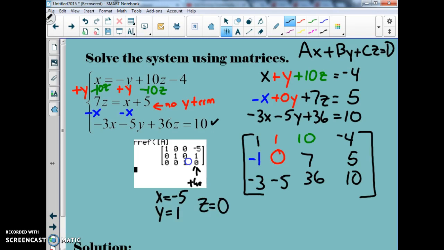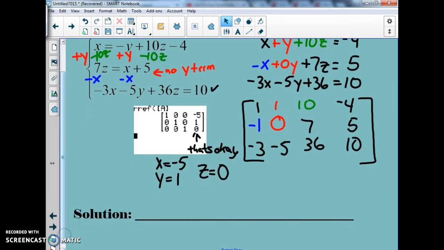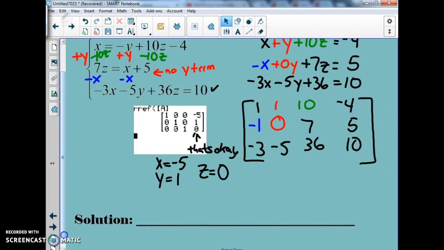That's okay for z to be equal to 0. Again, we can have quantities of 0 in real life. So my solution here would be negative 5, 1, 0.